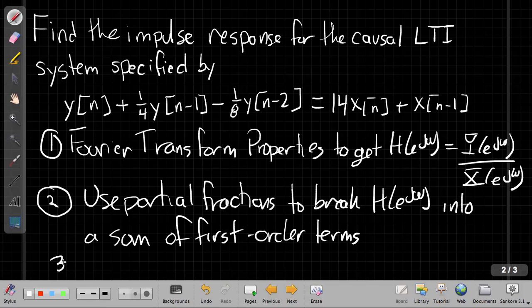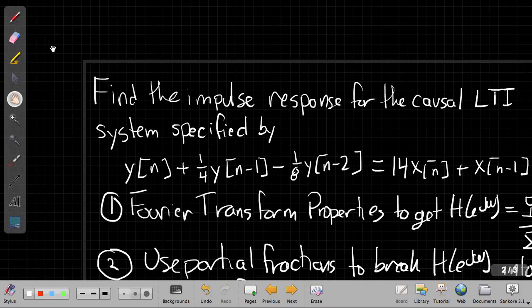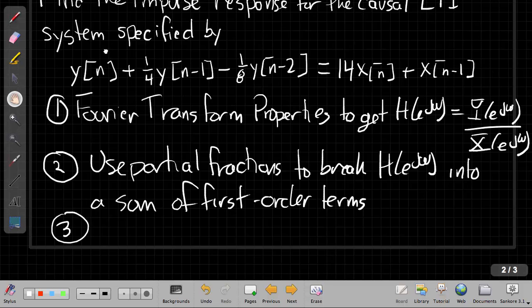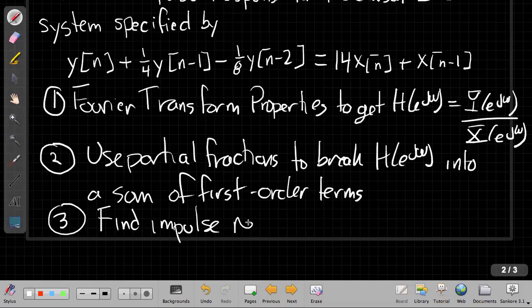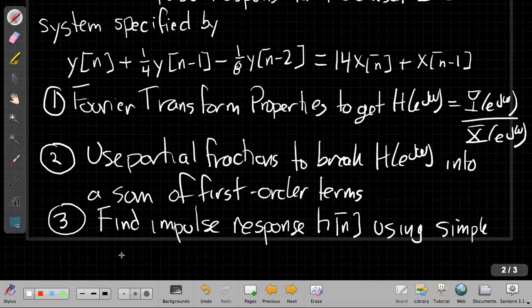And then the third step, the third step in our approach, once we have that sum of first order terms, makes it very easy to find the impulse response h of n using very simple first order inverse Fourier transforms.